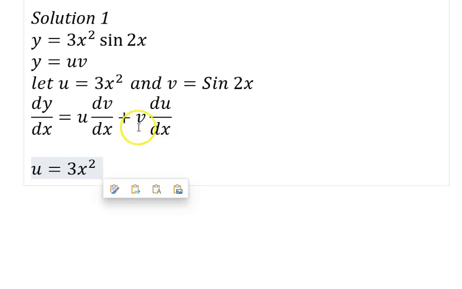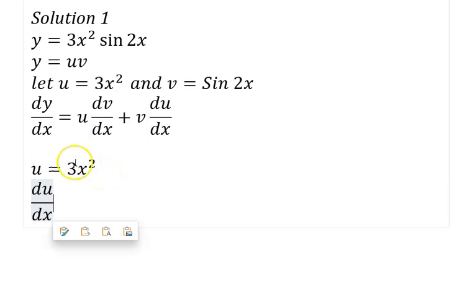Now, u equals 3x squared. So let's say our du dx now. Look here, this is u and x. That's how you know. So du dx now equals, as usual, our normal differentiation. Your power, you bring it back. This power that you have here, which is 2, you bring it back.